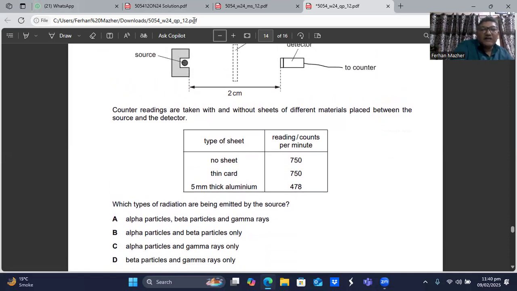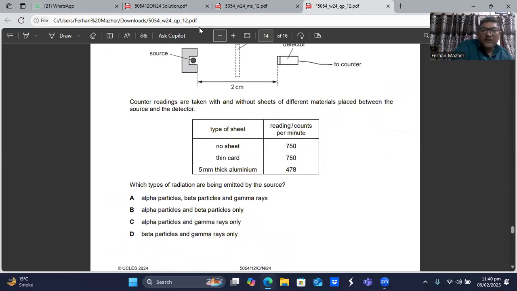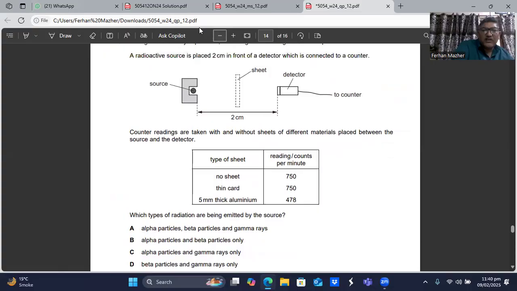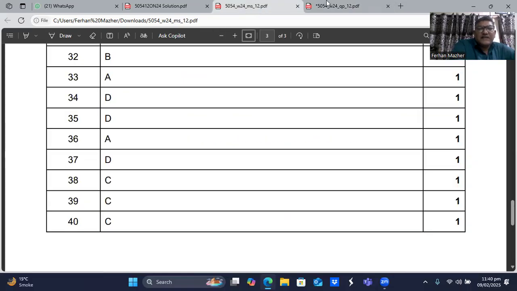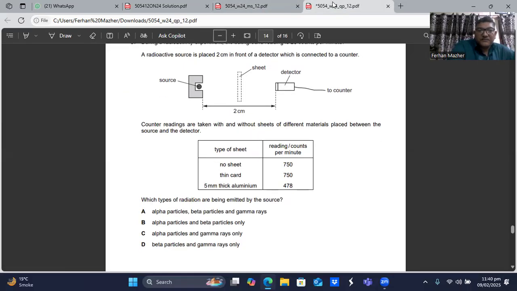Why are alpha particles not there? How do I know? Because when you place the paper, the reading did not change. The alpha particles cannot pass through the paper. Question number 37, I think D is the choice, sir. That is the right choice, sir.